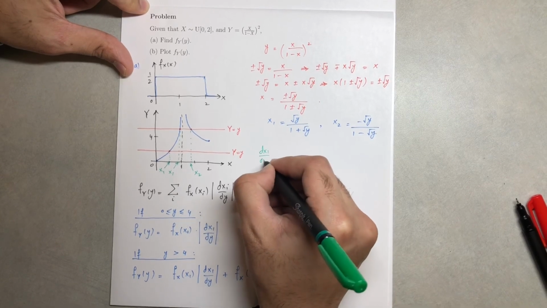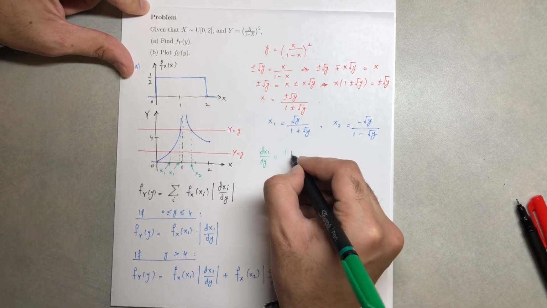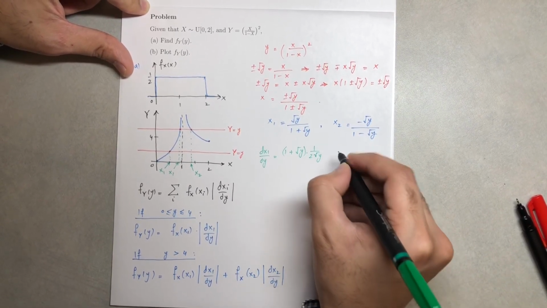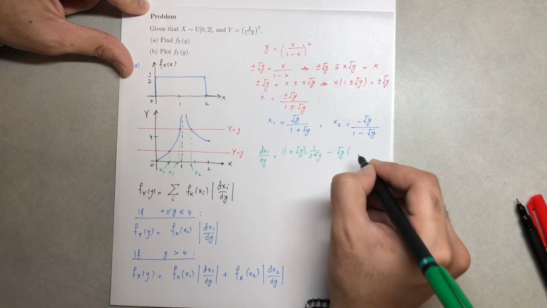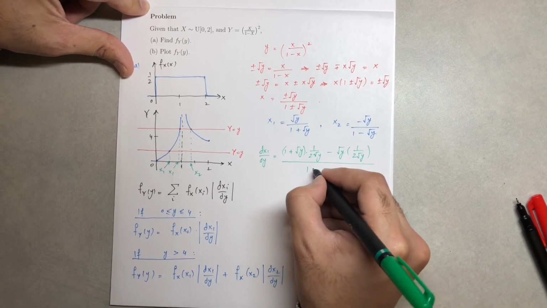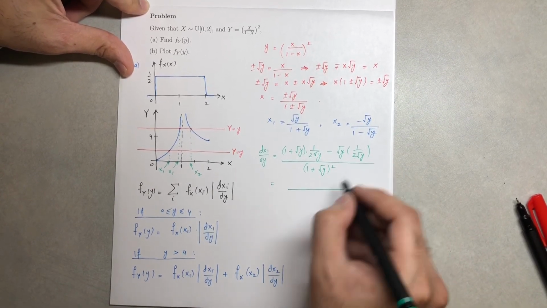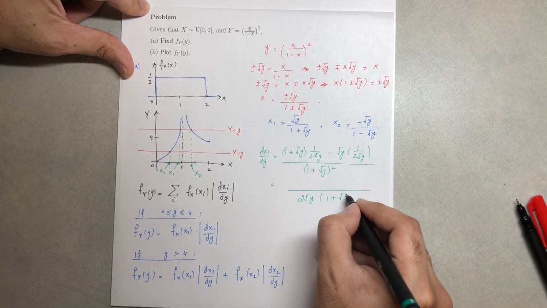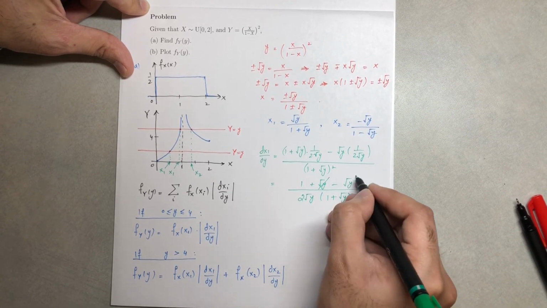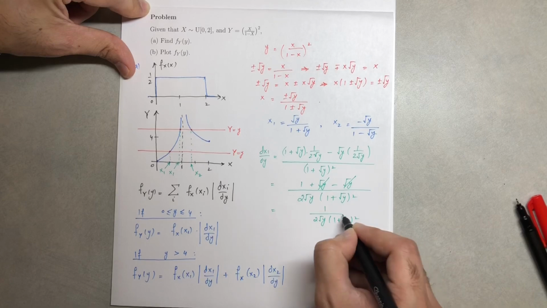So dx1 over dy will be the derivative of this. That means the denominator first times the derivative of the numerator, which is 1 over 2 square root of y, minus the numerator times the derivative of the denominator, which is 1 over 2 square root of y, divided by the denominator whole squared. So it turns out to be, we can bring this 2 square root of y down here. The numerator is just 1 plus square root of y minus square root of y, and this cancels. So it's just 1 over 2 square root of y, 1 plus square root of y whole squared.